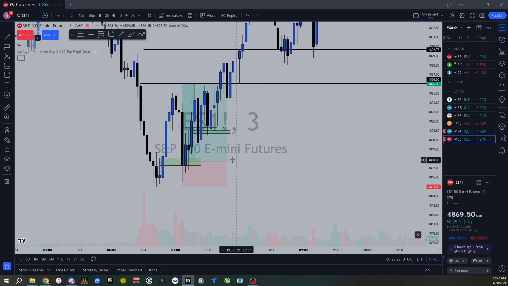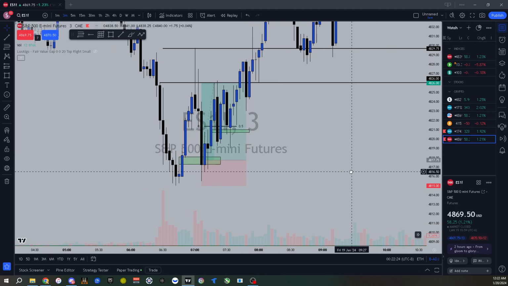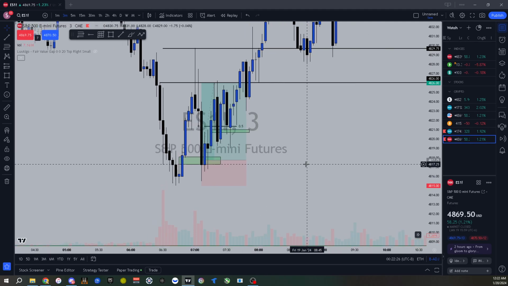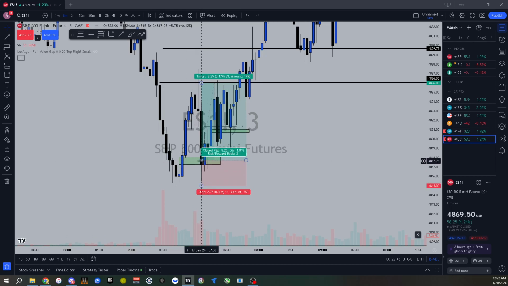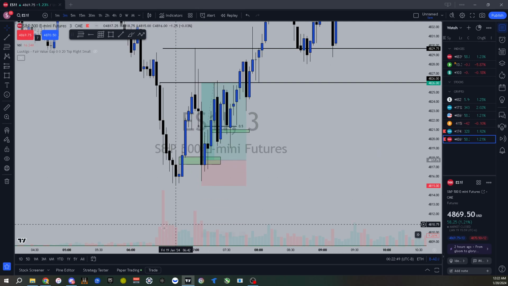So let's go over today's trade just to give an example of how to calculate risk. Because this is probably the biggest struggle I had when I first started trading futures: how do I know what I'm buying? How do I know what I'm selling? How do I know how much I'm going to lose or how much I'm going to make? So the simplest way to do this is just like so. For example, today's trade, we entered at 4817.75. This was the entry.